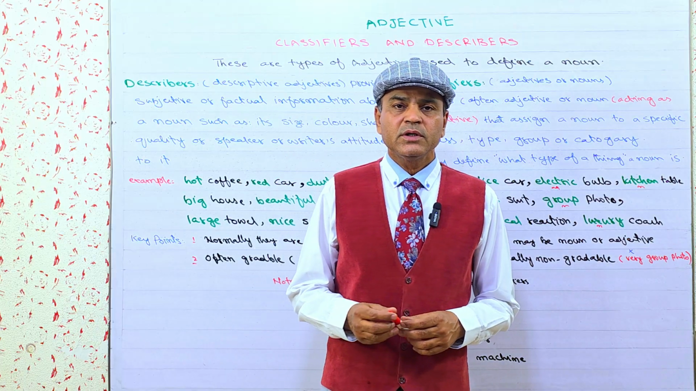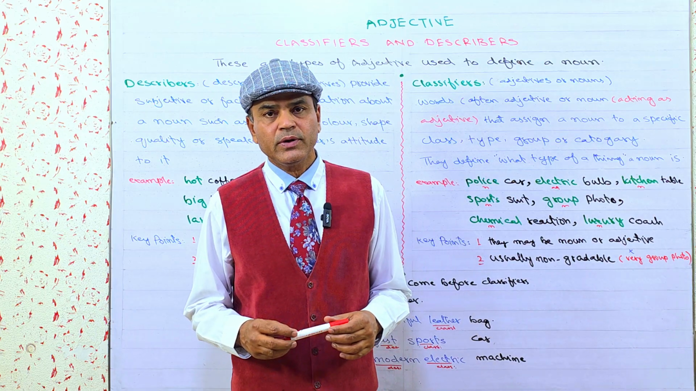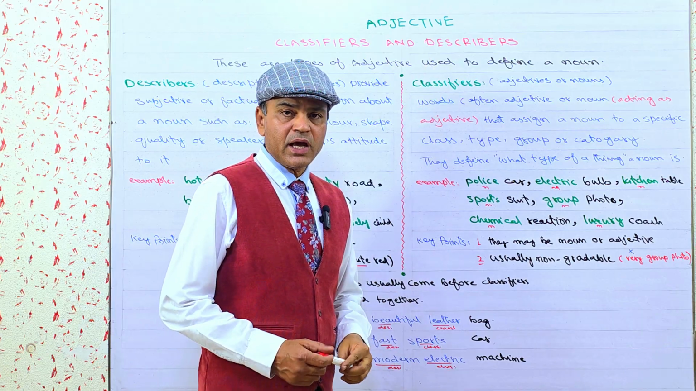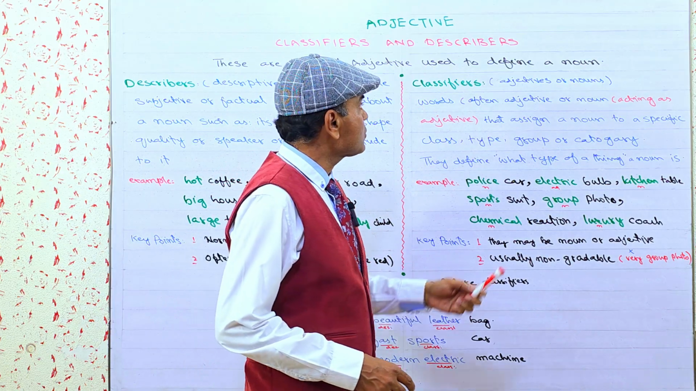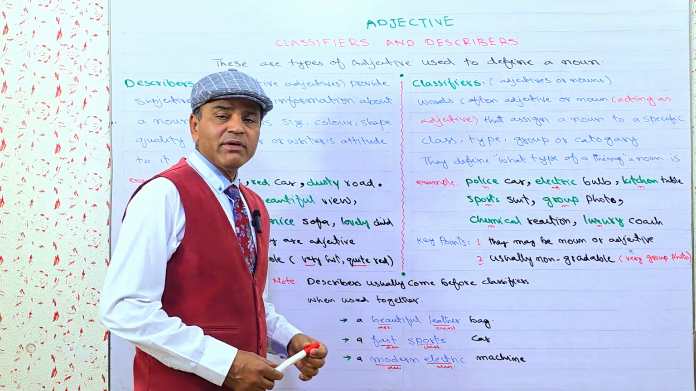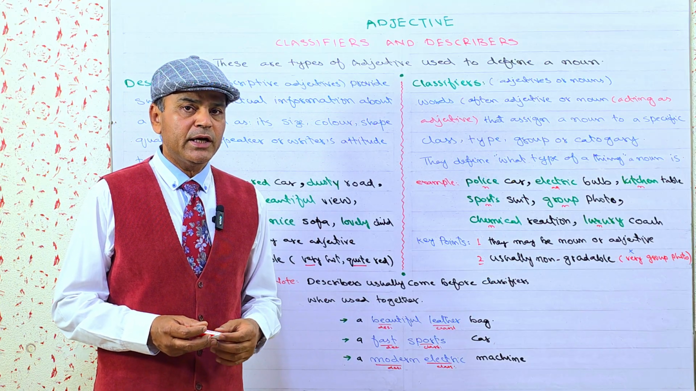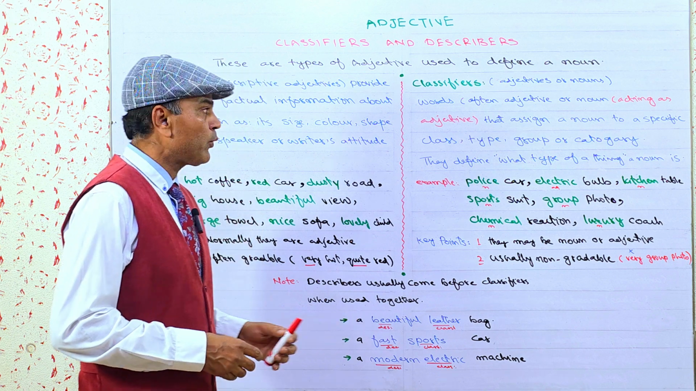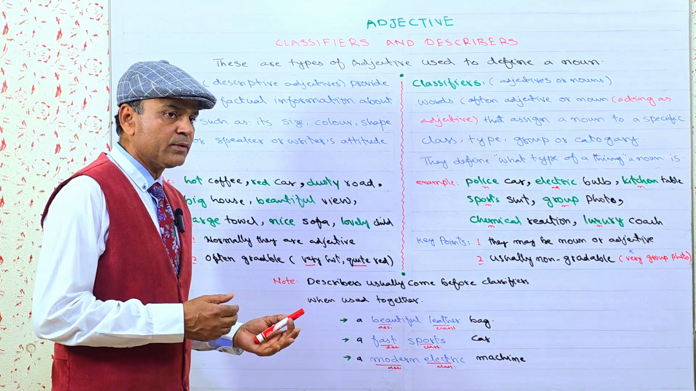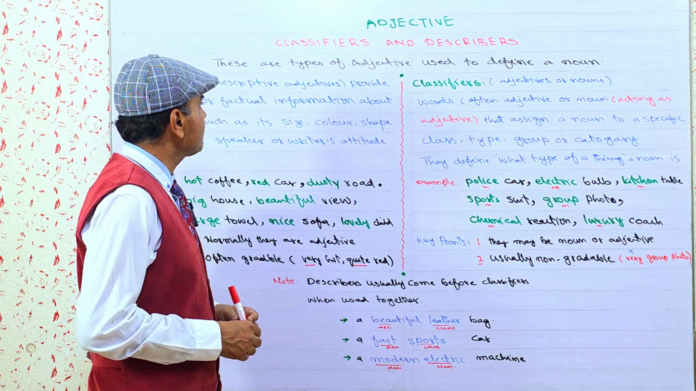Hello again. In this grammar video, we will learn two other kinds of adjective called classifiers and describers. Some grammarians call describers modifiers. As we have already learned, the function of an adjective is to tell us something more about a noun or, in some cases, about a pronoun. So classifiers and describers have the same function, but there is some extra information about them that we are going to learn.